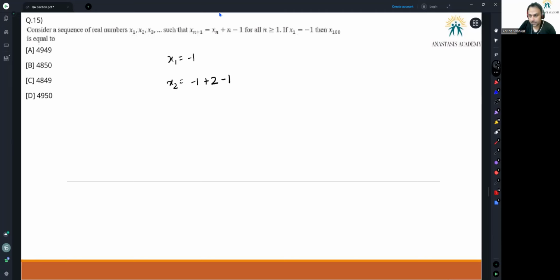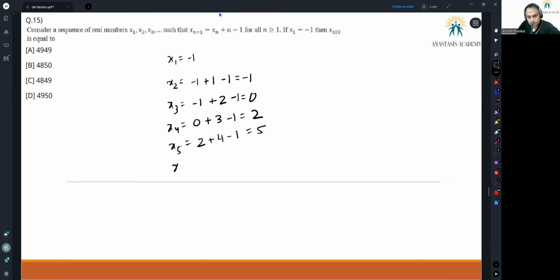No, plus 1 ही रहेगा, plus 2 नहीं रहेगा. Plus 1 minus 1, so this is minus 1 itself. Then x3 is equal to minus 1 plus 2 minus 1, so this is 0 now. x4 is equal to 0 plus 3 minus 1, this is 2 now. x5 is equal to 2 plus 4 minus 1. So this is equal to 5 now.